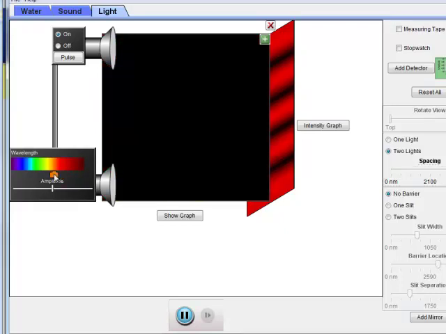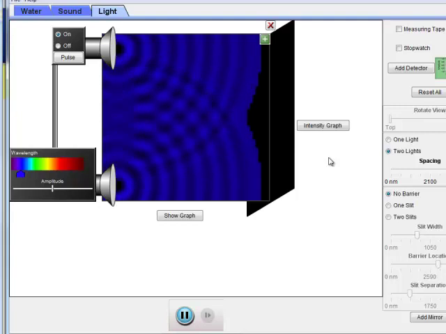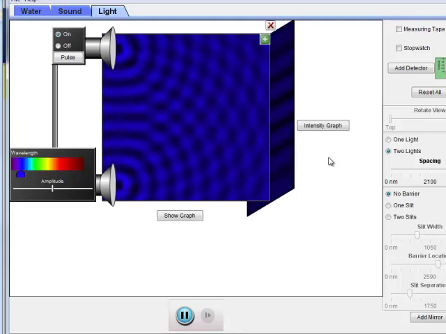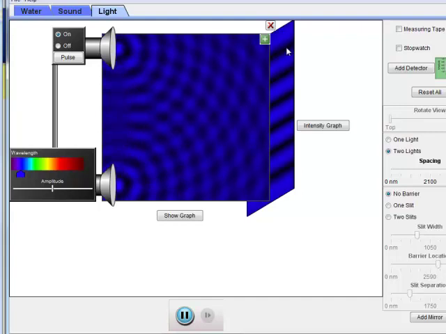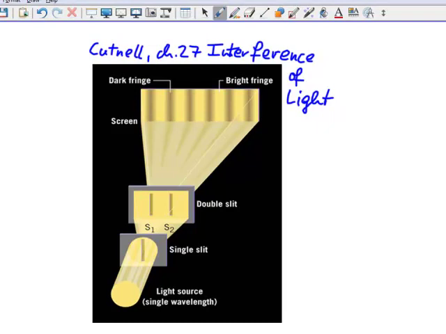It doesn't matter the color. If I put this in the blue, which has a higher frequency, I will actually get more constructive and destructive interference patterns. You find that image in the book as well, this one here. That's in a later chapter on optics, but it's basically the same as what you saw with water waves and sound waves.